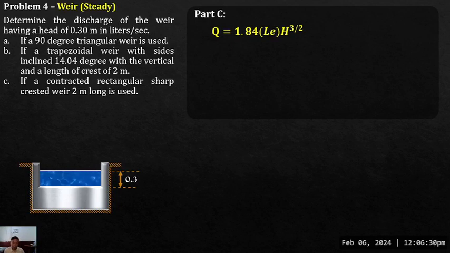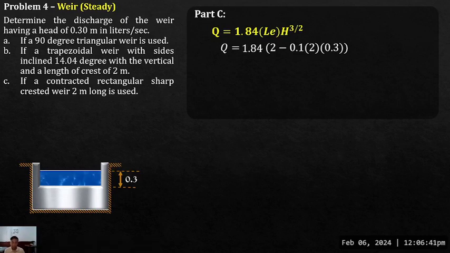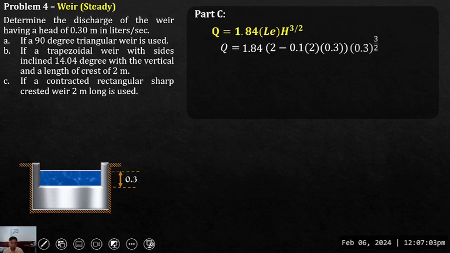So, yung LE natin, as you know, that is 2. That is the crest length. Minus, bawasan mo siya ng 0.1 times N natin. Dalawa yung contraction. Times 0.3. So again, pag walang binanggit na doubly ba siya or singly, so automatic assumption natin na doubly contracted siya. Okay? So yung Q natin there, and then may H na tayo, that's 0.3 to the 3 halves.